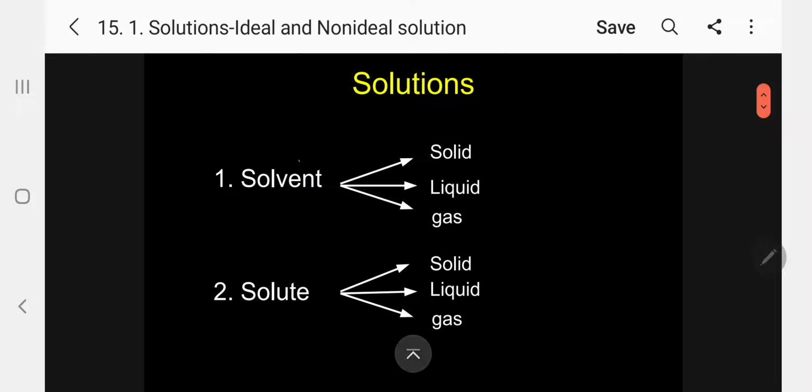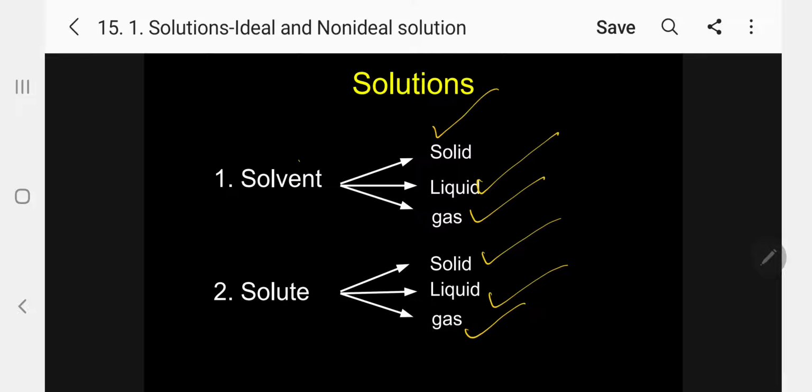The solvent may be a solid, a liquid, or a gas. In the same way, the solute may be a solid, a liquid, or a gas. Here, you have to raise a question: how to differentiate what is solvent and what is solute? In a solution, whatever concentration is high is the solvent. Whatever concentration is low is the solute.